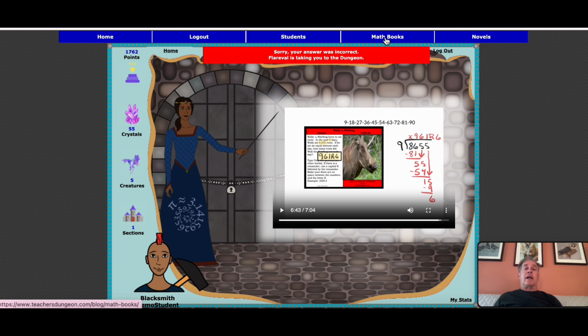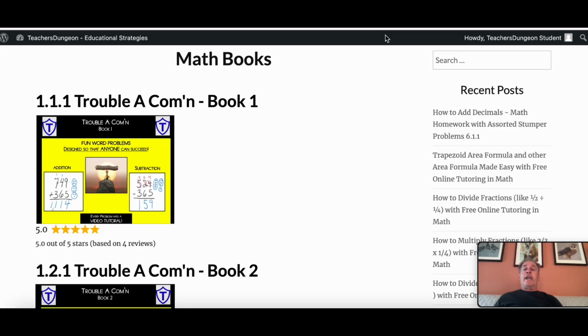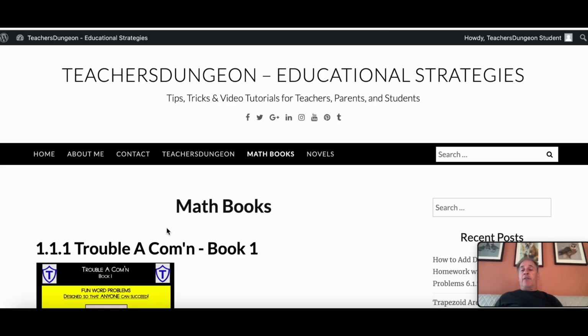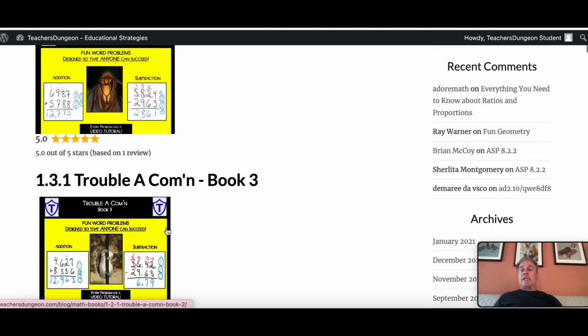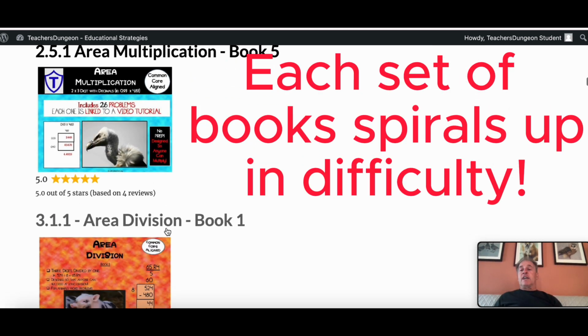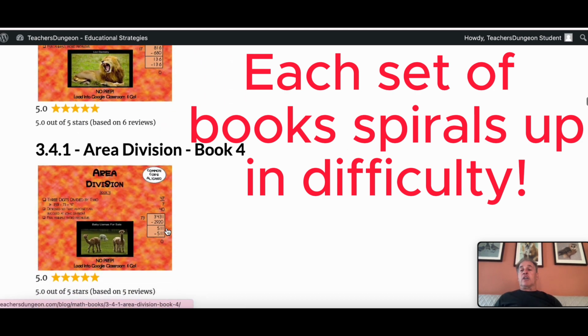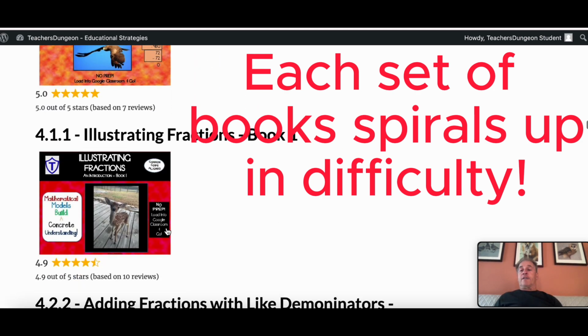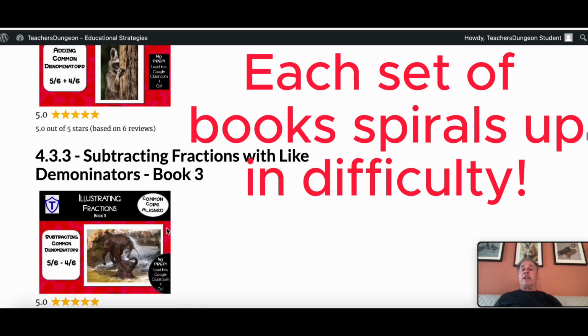Kids can click up here on math books and it will open this page. I have 3 books on adding and subtracting. I have 5 books on multiplication. I have 7 books on long division. I have 11 books on fractions.